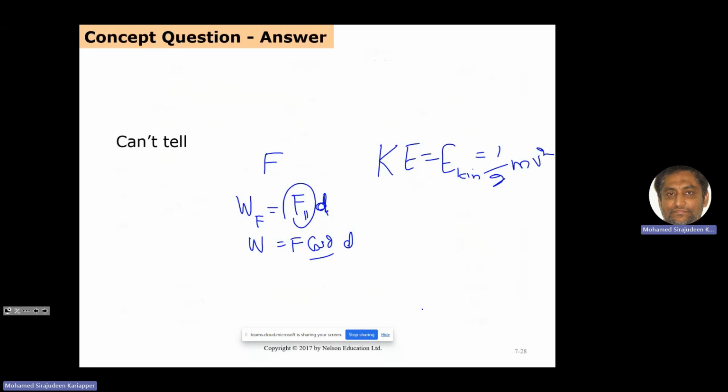So negative work will decrease or take the kinetic energy out of the object. A positive work will provide energy into the object. So that is basically what we've done. Then we went to potential energy.